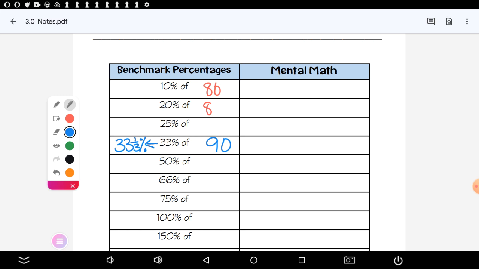Why should most of these benchmark percentages look pretty familiar? Chase, why should all of those percentages look familiar on the benchmarks? That's what we do on the papers. Those are our common ones. The common fraction decimal percents, those are your benchmark percentages, and if you can memorize those, it's going to make your life easier. So 33 1/3%, we're going to go back to how we did the first one.